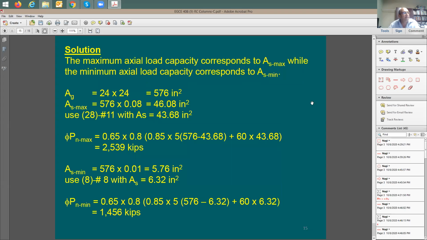So, okay, maximum versus minimum. So maximum is going to go with the As max. What is As max? I'm going to say 8%. What is As minimum? 1%. So, okay, what is the cross section area? It is right here, the size of the column, 24 by 24. How much is the maximum steel that you can put in there? Take 8% of that. It says 46 square inches.